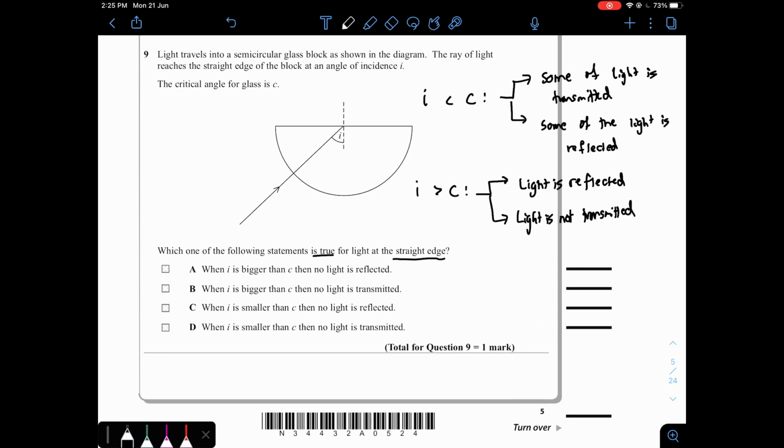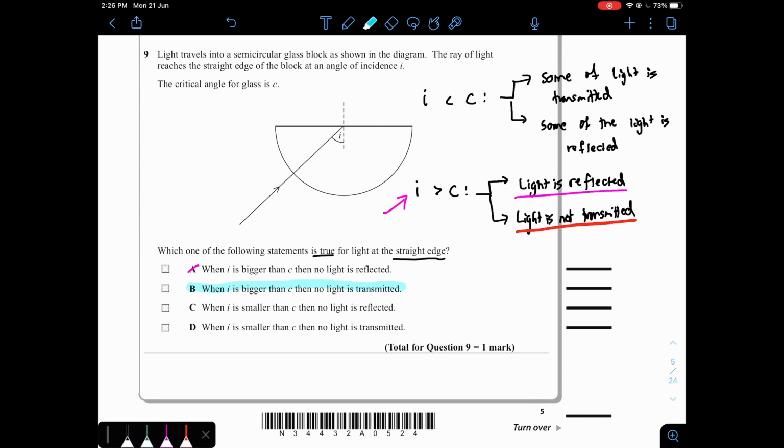So A, when I is greater than C, then no light is reflected. That's wrong because we know light is reflected. So A is out. When I is bigger than C, then no light is transmitted. That is correct. You can see over here that we have no light transmitted. So we can conclude that B is the correct answer.